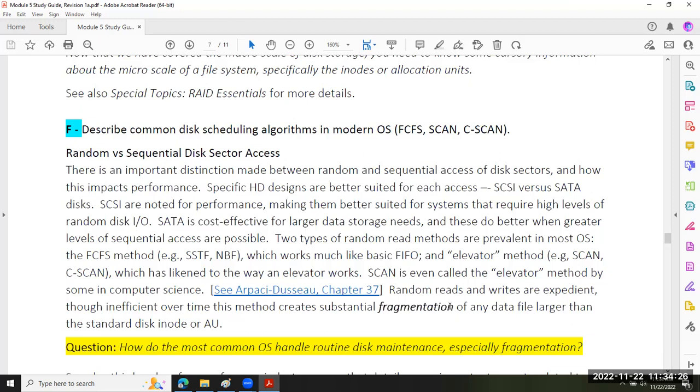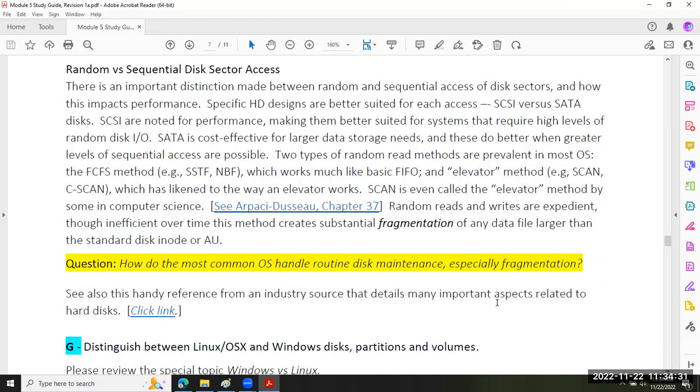So when we talked about different access algorithms, the elevator concept, that you're basically working your disk heads like an elevator so that as it's going to and from the different data requests, it's servicing all of those in the same manner that an elevator does, right? So SCAN and C-SCAN have been likened to the way an elevator works.